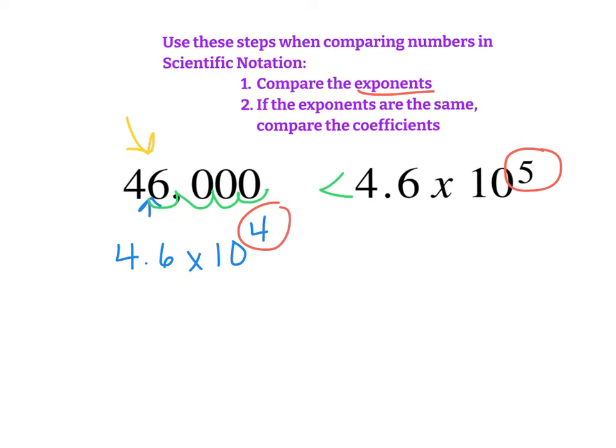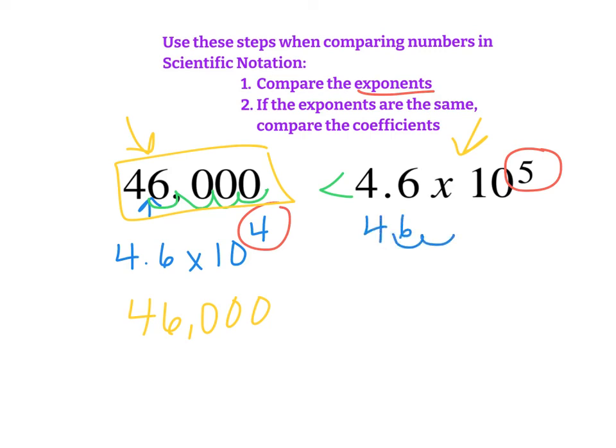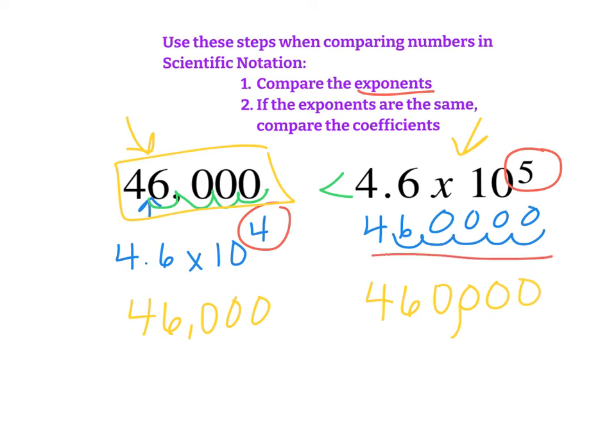If you're more comfortable with standard form, so if we want to compare 46,000 and put this into standard form, that still would be an option for you. It just takes a little bit longer. 1, 2, 3, 4, 5. And then that would be 46 with 4 zeros. Okay, so now you can see it even clearer that 460,000 is greater than 46,000.